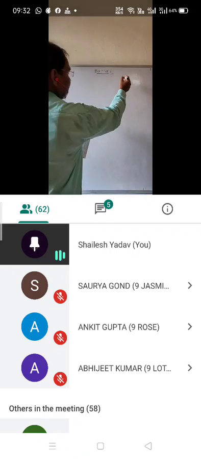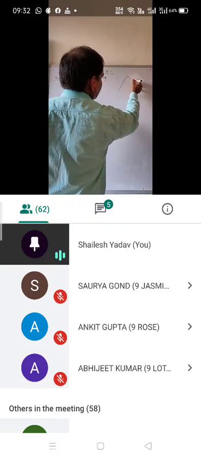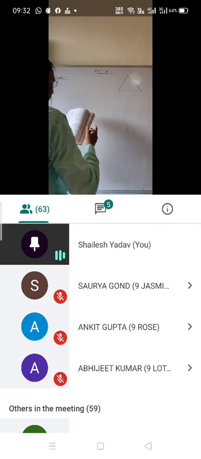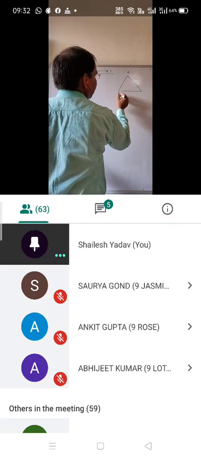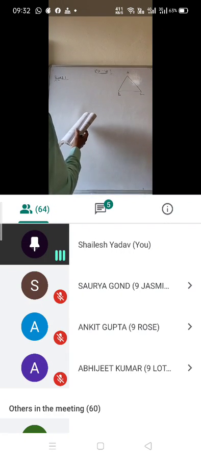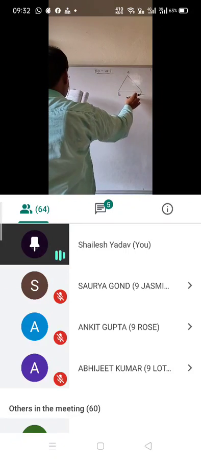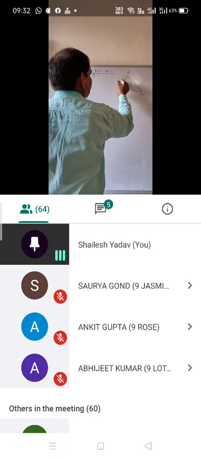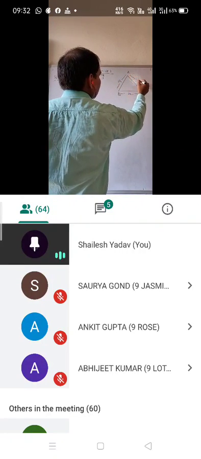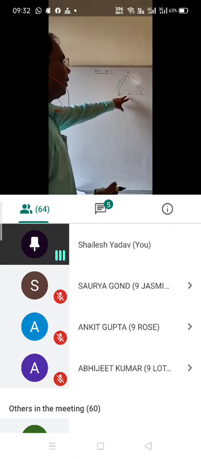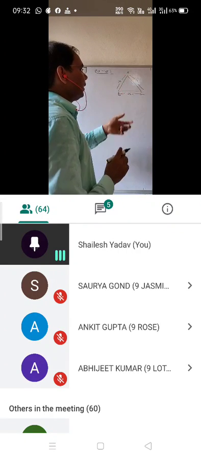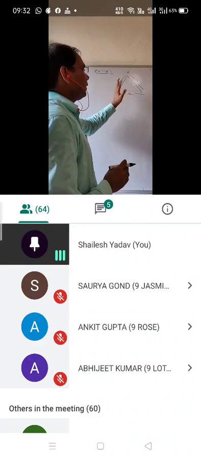Suppose that ABC is a traffic signal board in the shape of a triangle, and it is an equilateral triangle. The side of the equilateral triangle is given as a. The numerical value is not given, here you are given the variable. An equilateral triangle has all three sides equal, so if it is a, then all three sides will be a.